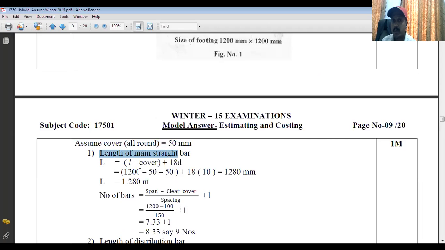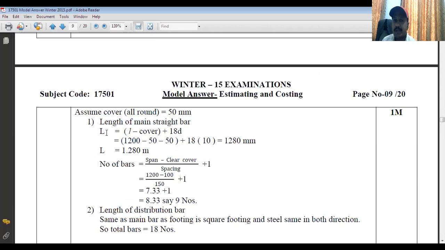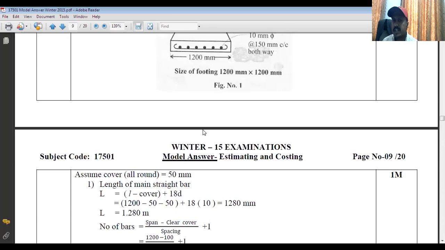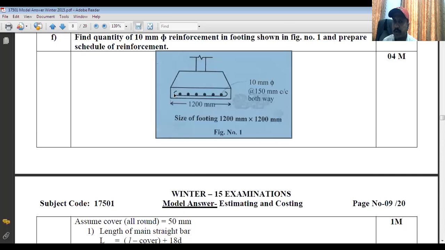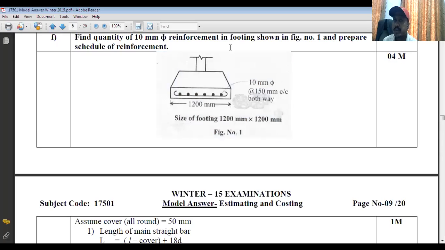So length of straight bar, what is our formula? Length of straight bar, L, equals the length which is given for that particular element, that is your column footing, minus clear cover plus 18D. What is this 18D? It is nothing but the standard length of the hooks. The standard length of one hook is 9D. We are going to consider two hooks, as you can see in the diagram. This is hook number 1 and this is hook number 2.